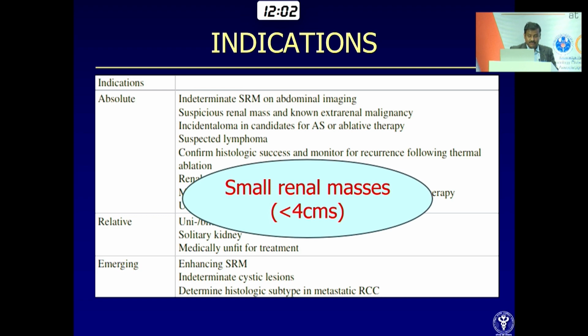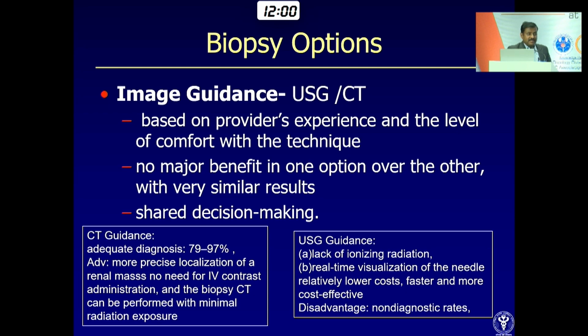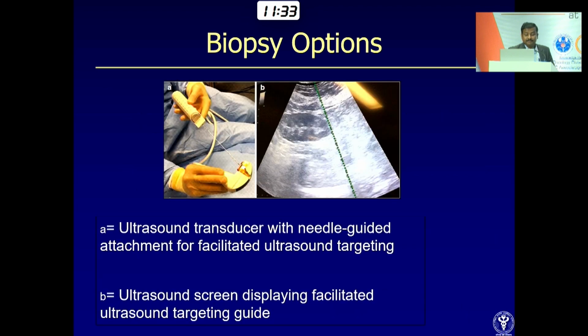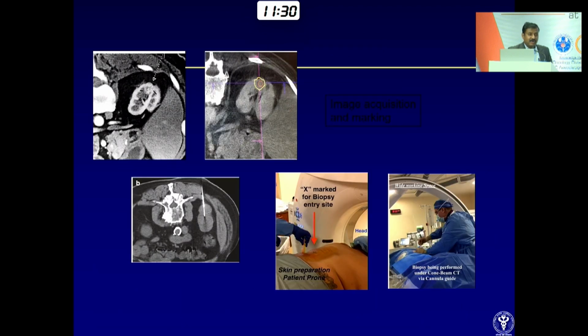The biopsy is usually done either by ultrasound or CT guidance. What sort of guidance usually depends upon the provider's experience and level of comfort. Between CT and ultrasound, there is no major benefit of one option over the other. However, ultrasound is relatively cheaper and quicker, and it lacks ionizing radiation, whereas CT gives more precise localization, though it gives a little radiation. So these are the different images of how ultrasound and CT guided biopsy is being performed.